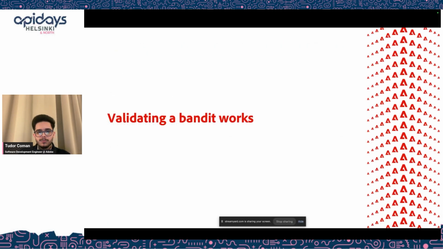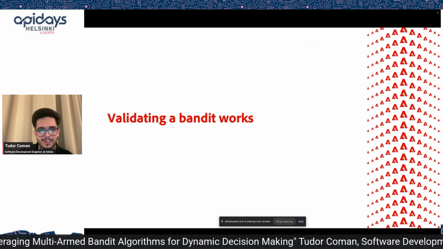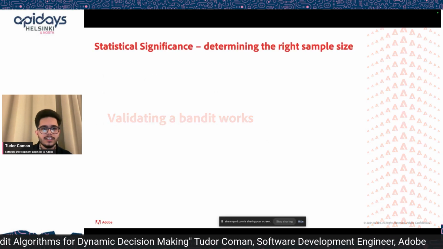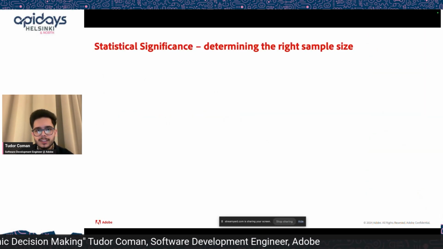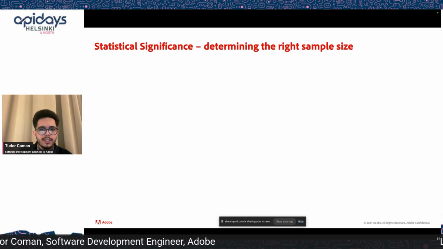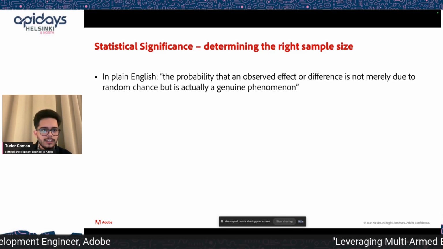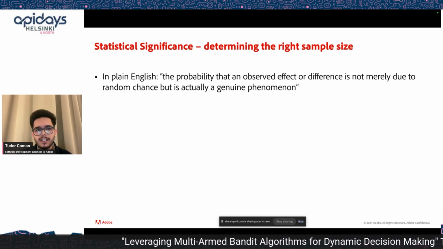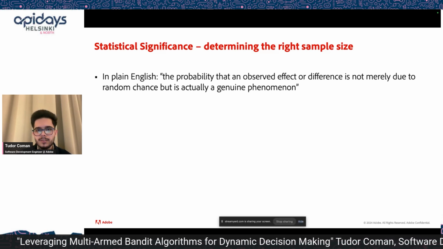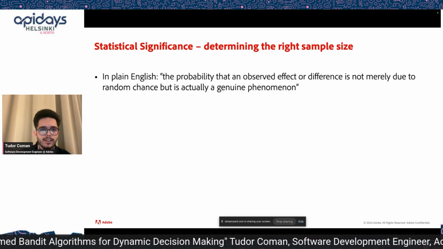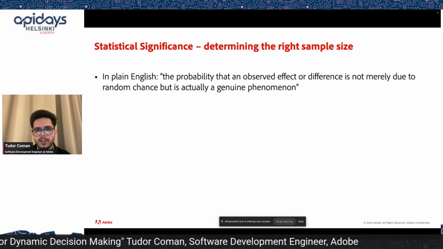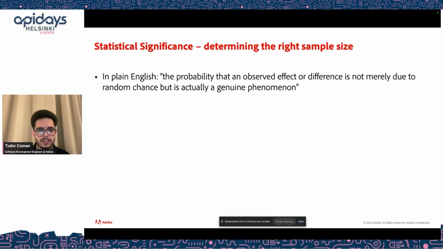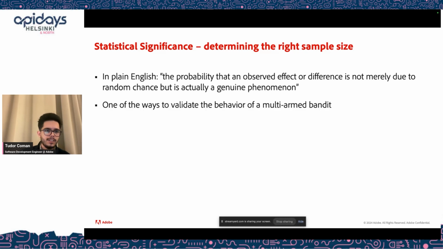Validating how a bandit works is very difficult, and there were some very interesting discussions at the event about this. One of the ways to do this is with statistical significance, so determining the right sample size of your decisions. In plain English, for something to be statistically significant means that the observed effect or difference is not merely due to random chance, but is actually a genuine phenomenon. Of course, if you have a very small sample compared to your needs, it might be something that occurred due to random chance, and you wouldn't want to take decisions based on that.